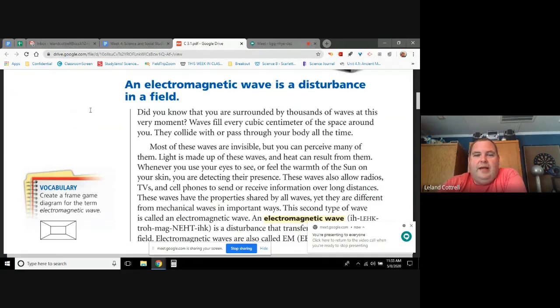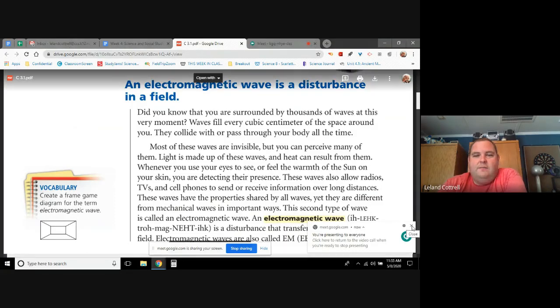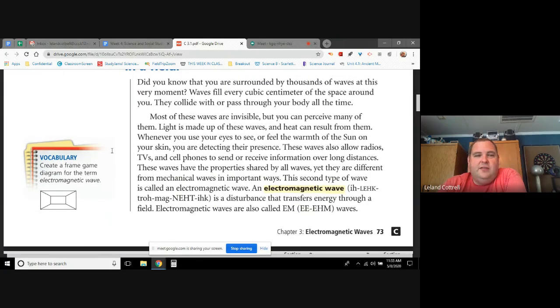They collide with or pass through your body all the time. Most of these waves are invisible, but you can perceive many of them. Light is made up of these waves, and heat can result from them. Whenever you use your eyes to see or feel the warmth of the sun on your skin, you are detecting their presence. These waves also allow radios, TVs, and cell phones to send or receive information over long distances.